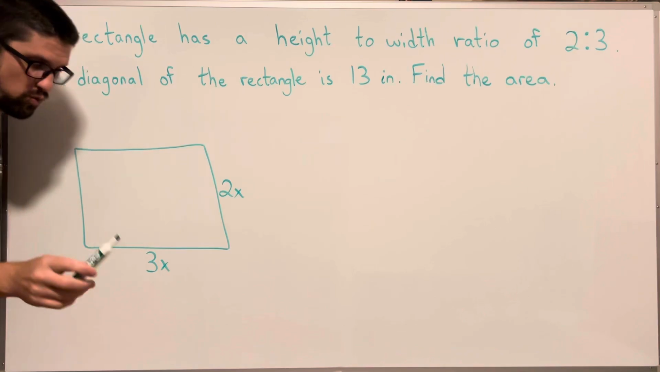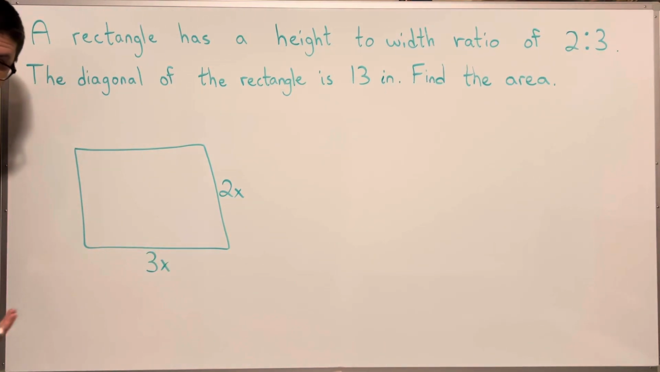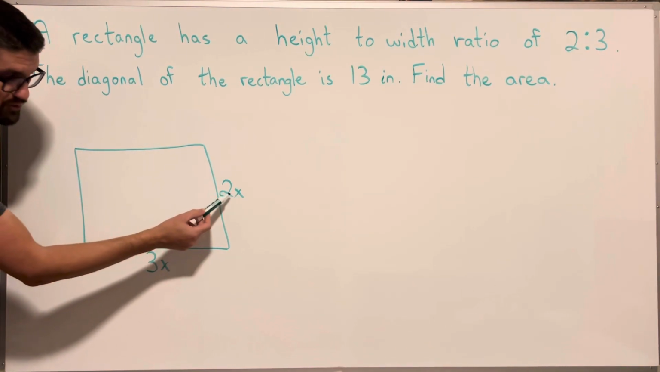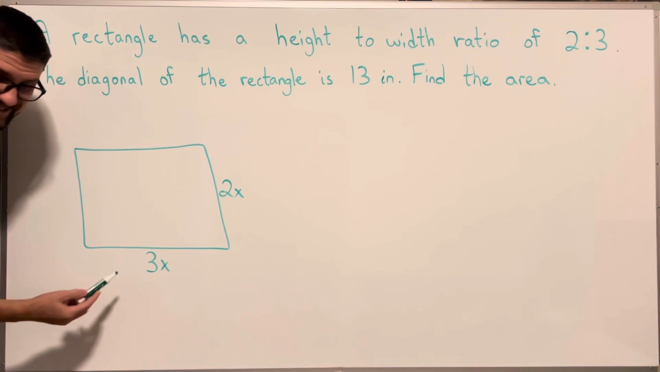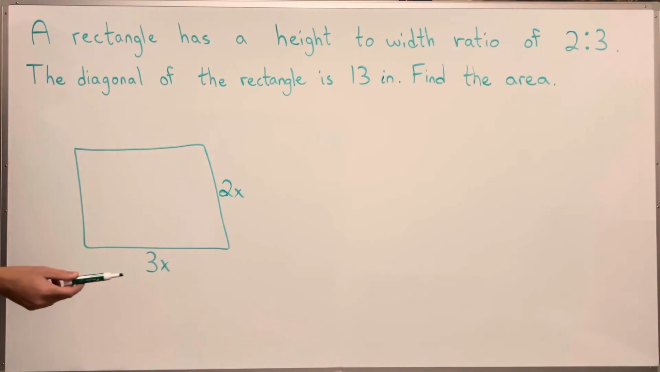So say x was 1. If I plug in 1, then the height and width would be exactly 2 and 3. If x was 2, then this would be 4 and 6. But we don't know what that multiplier is, so we're just going to let it be x.